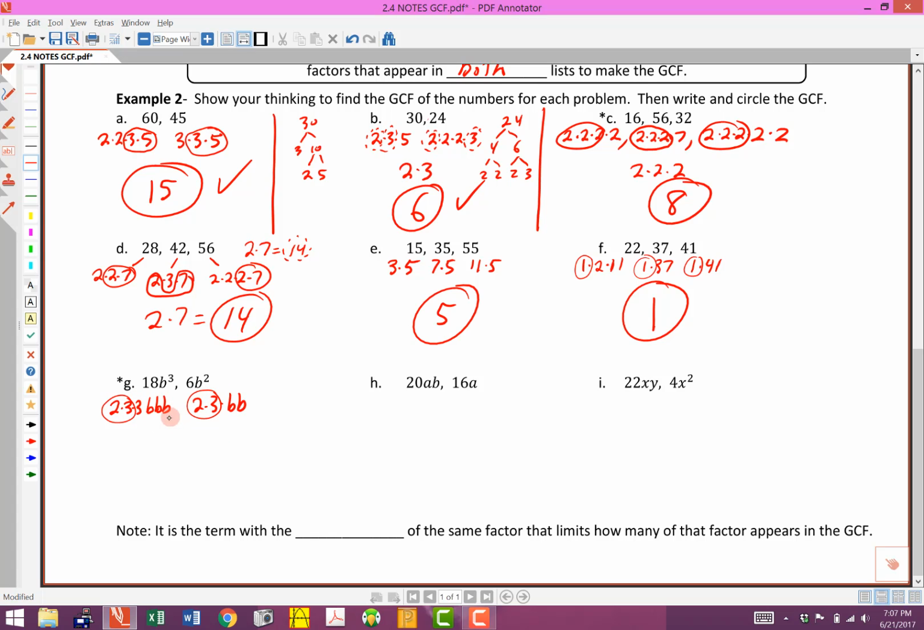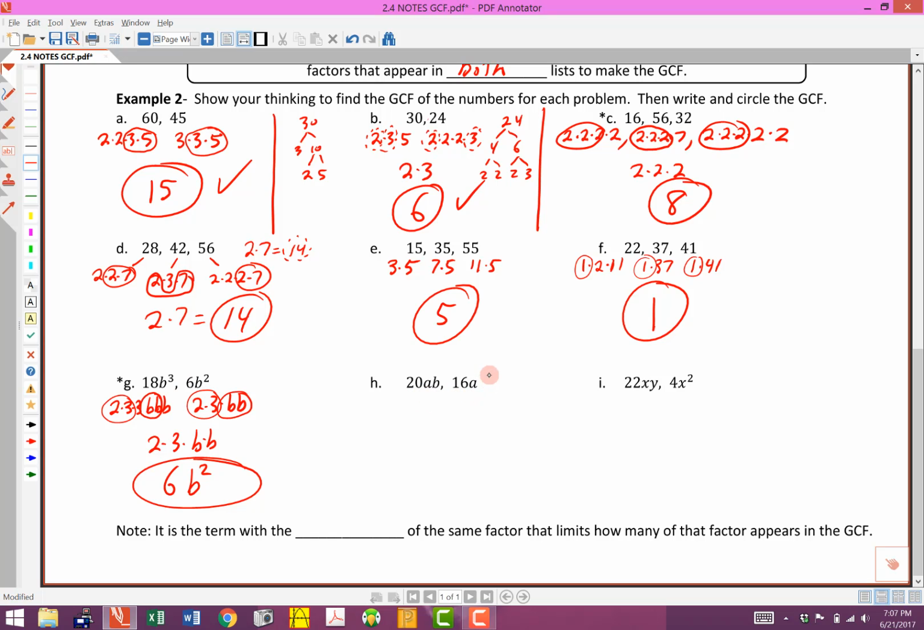We've got 3 b's over here, and we've got 2 b's over here. Well, this one has 2 b's and this one has 3, so the most that would be common to both lists would be 2 b's. So I've got a 2 times a 3 times a b times a b, so that's going to be 6, and then again the easiest way to write b times b would be b squared. So 6b squared is the biggest thing that would go into both of those evenly. That's the greatest common factor for those terms right there.